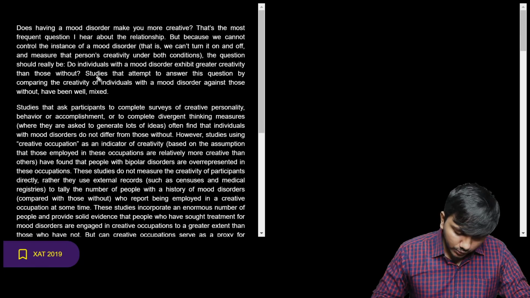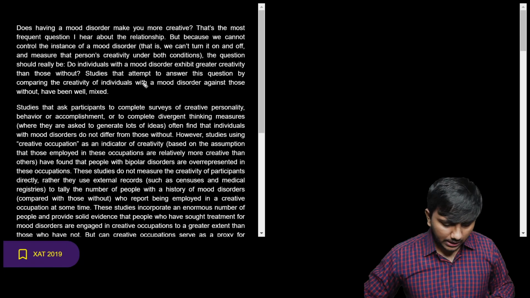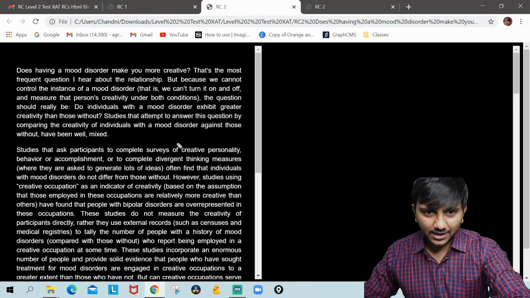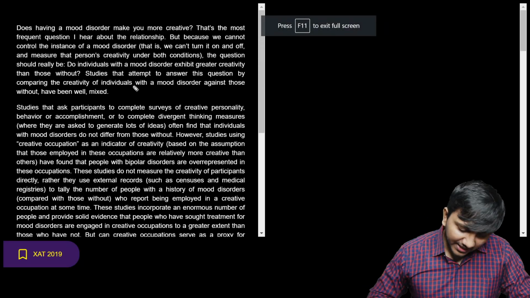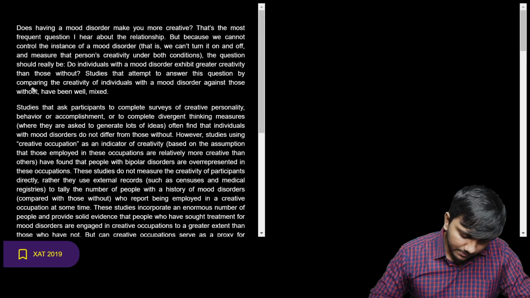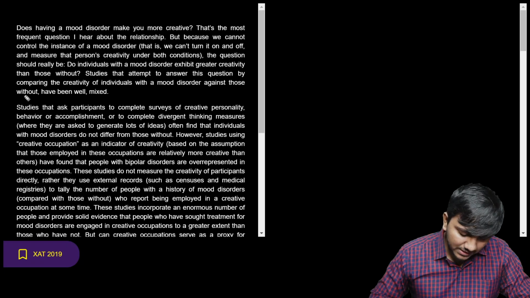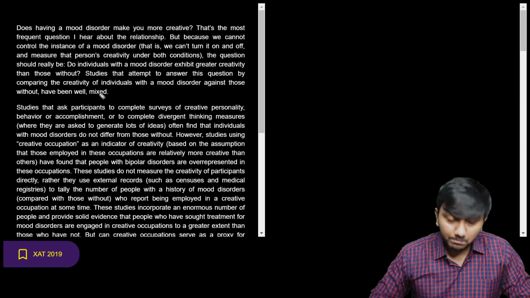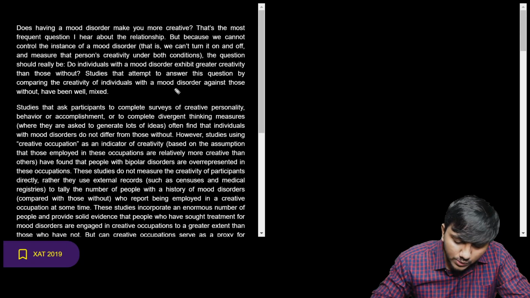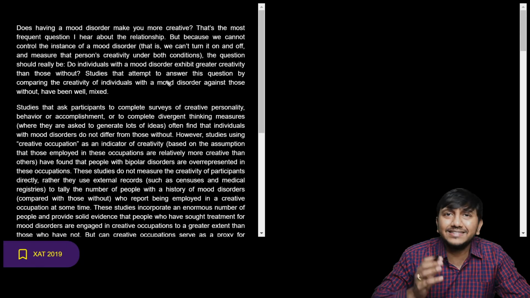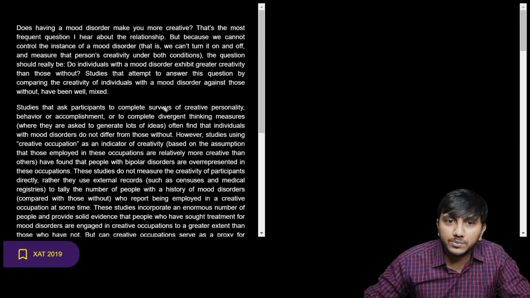Studies that attempt to answer this question by comparing the creativity of individuals with the mood disorder against those without have been, well, mixed. So studies will try to establish this, comparing what? Creativity of individuals and mood disorder. The results have been kind of mixed, means we are not able to get a clear result there, right, as to what is the relationship between these two things.